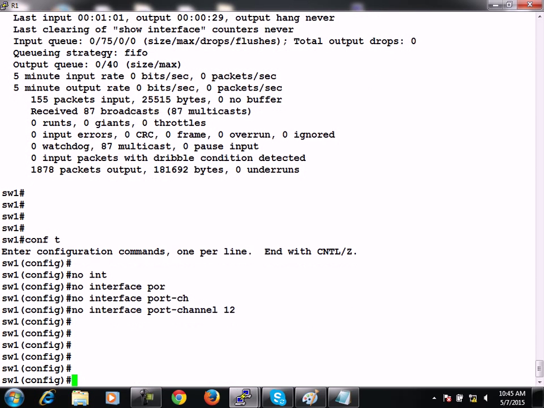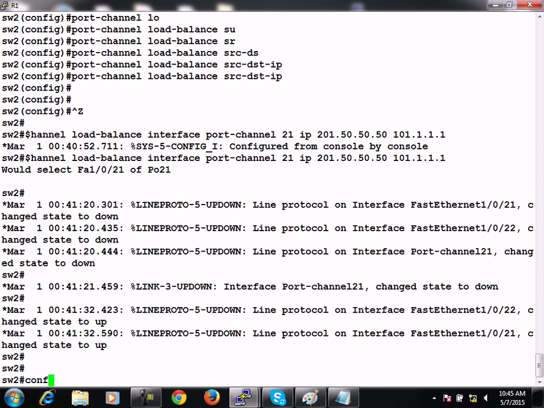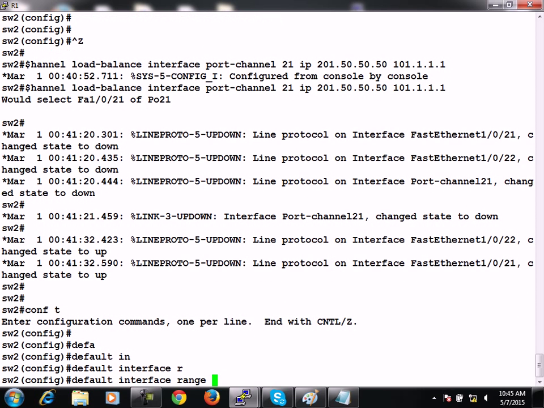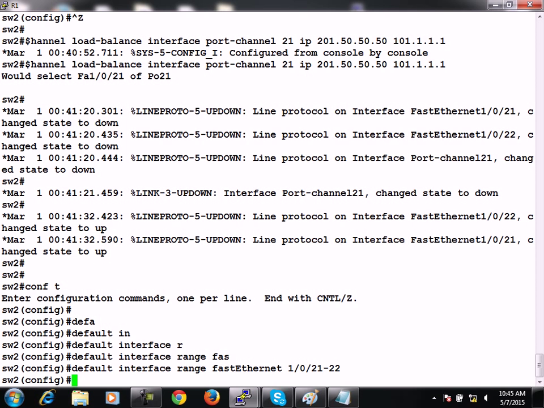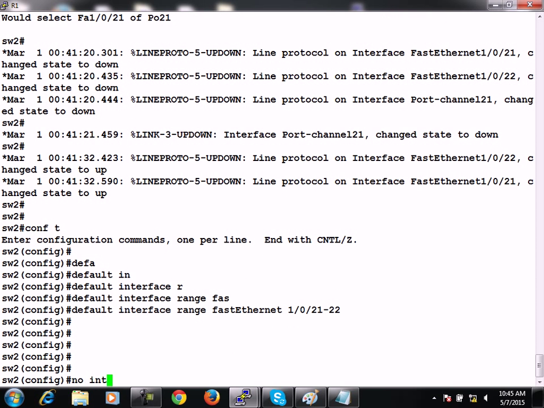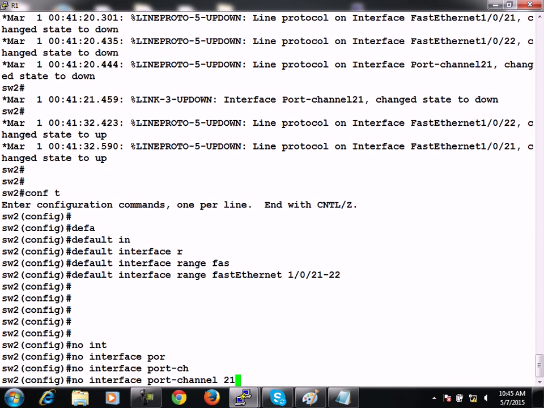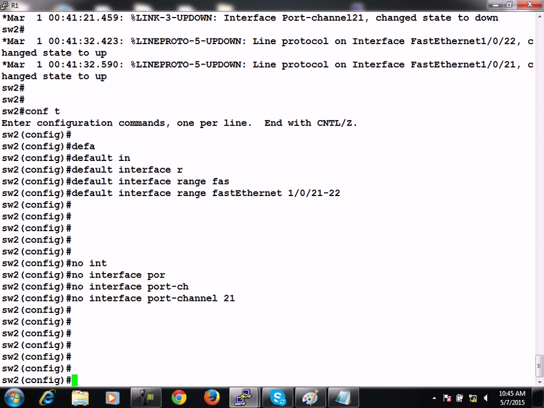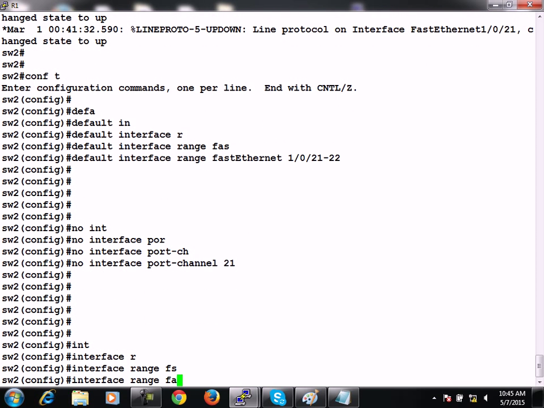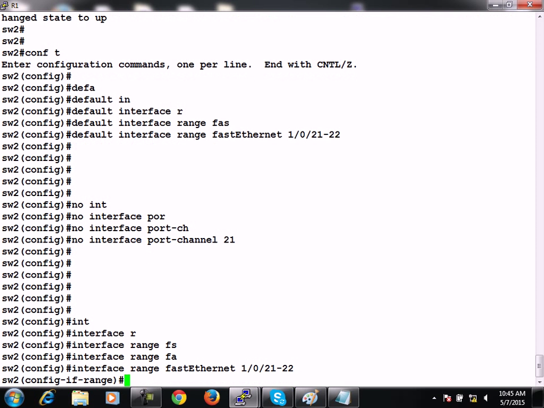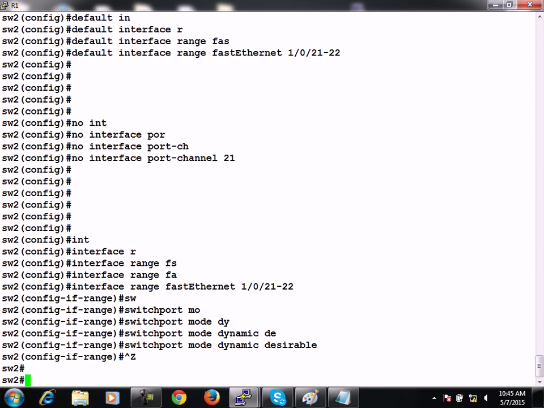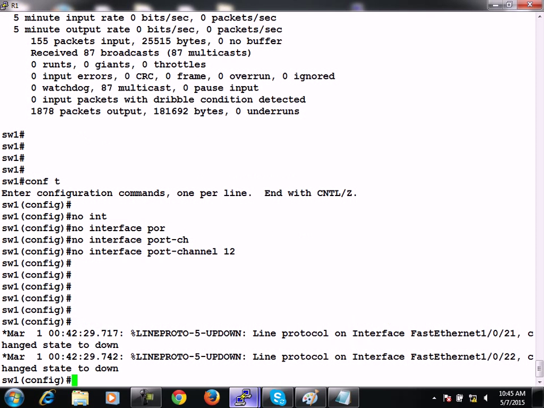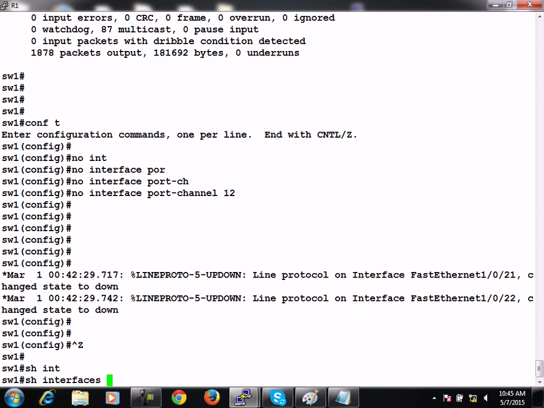So to remove it, you have to say no interface port-channel 12. In the same manner, I will move on to switch 2 and say default interface range FastEthernet 1/0/21-22, and then I will say no interface port-channel 12. Then interface range FastEthernet 1/0/21-22, I have to say switchport mode dynamic disabled, so that at least they can form trunking, right? So now you will see that trunking will come up between these two switches, show interface is trunk, right?